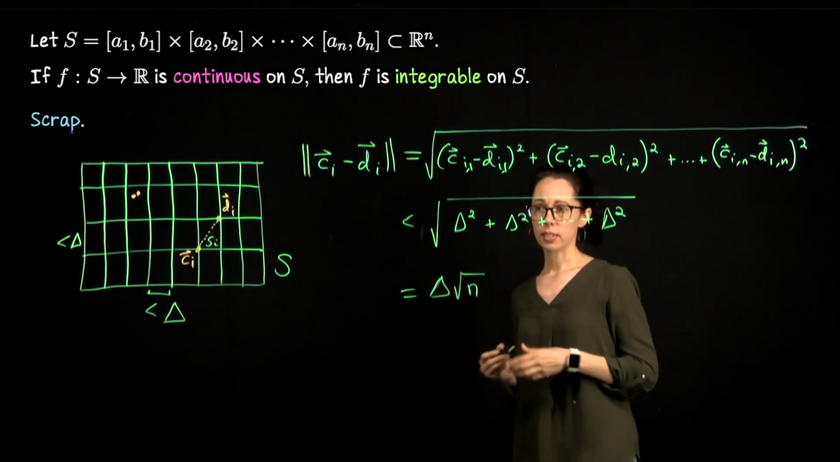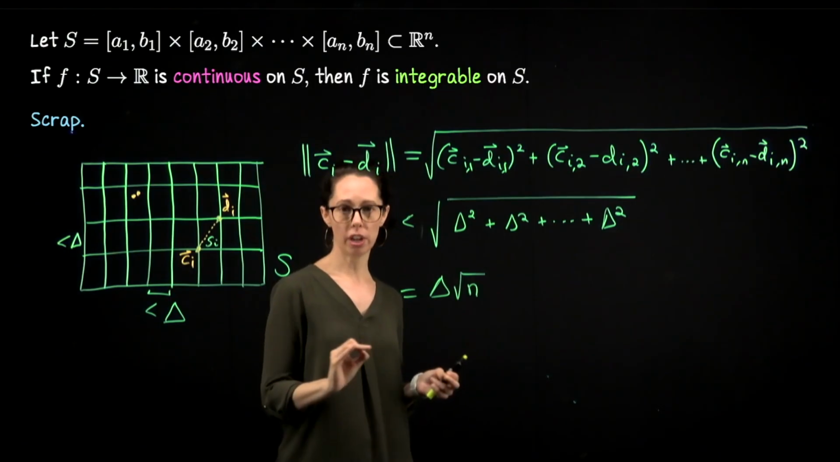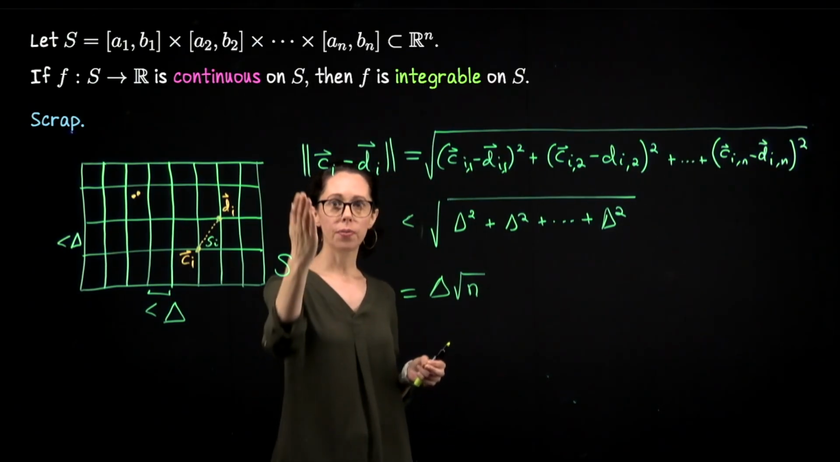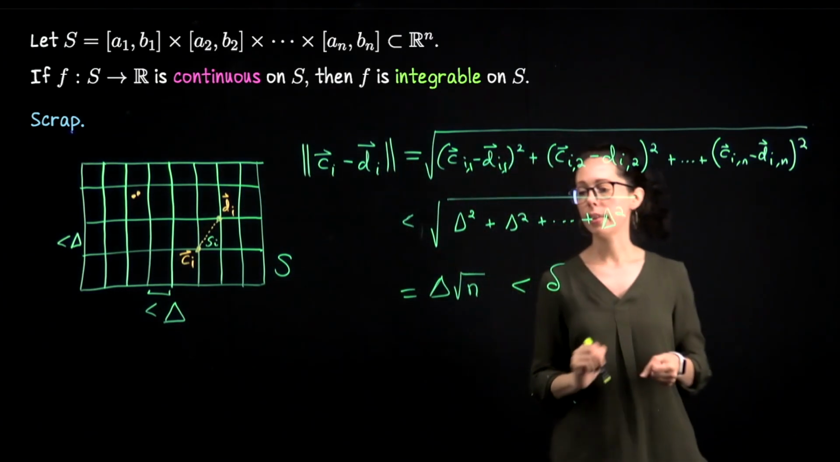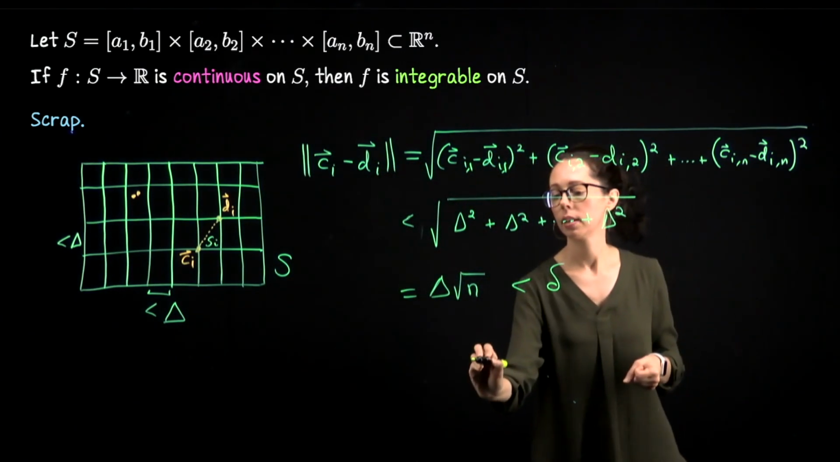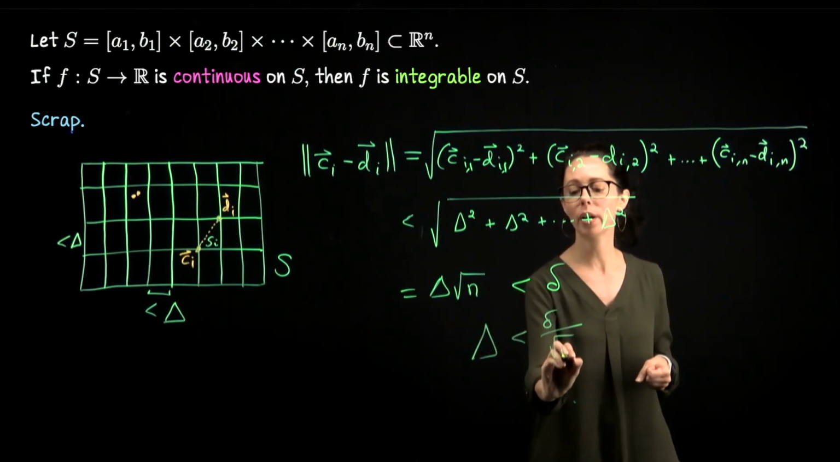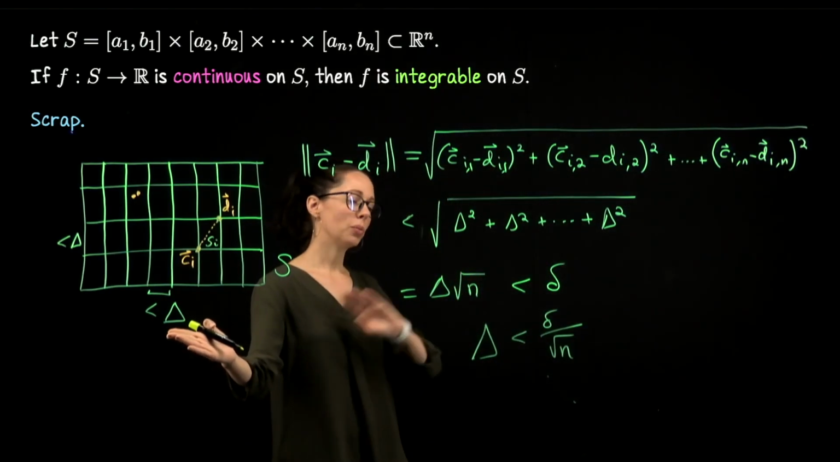What I want is for these 2 points to be within distance little delta of each other, little delta from the definition of uniform continuity. So if these are within distance little delta of each other, then that means I want capital delta to be less than little delta divided by the square root of n. Okay, don't worry. The phrase capital delta will not appear in the proof.